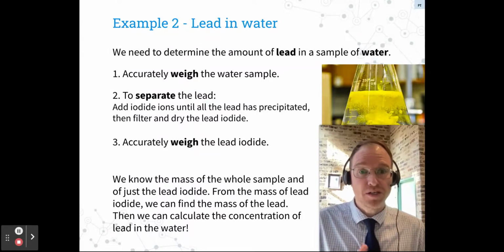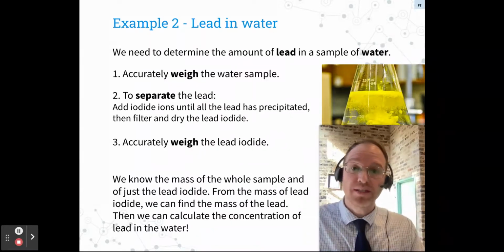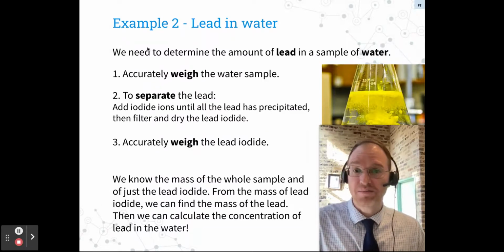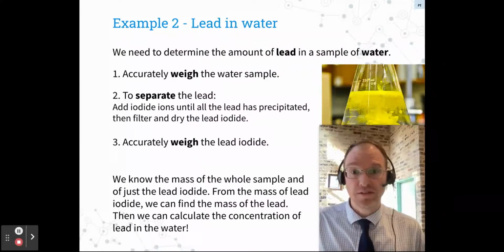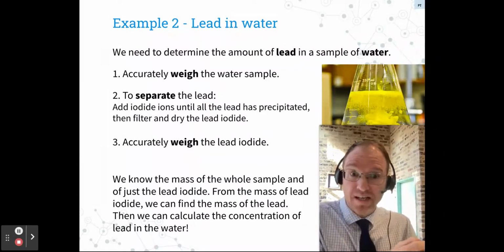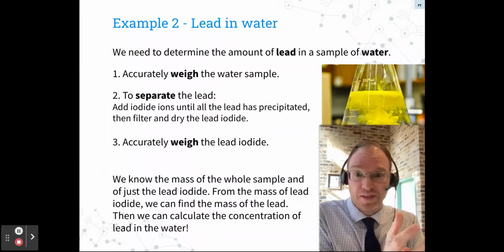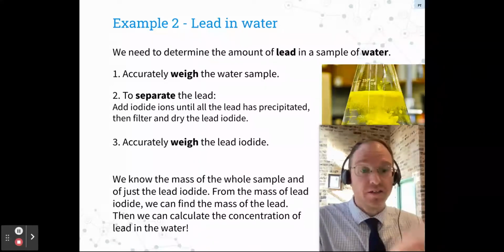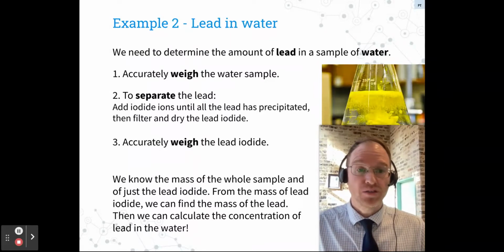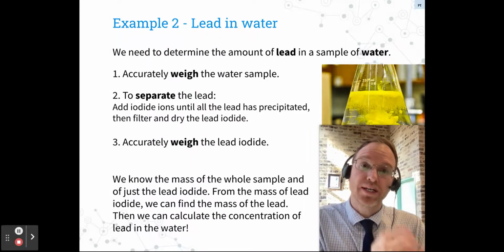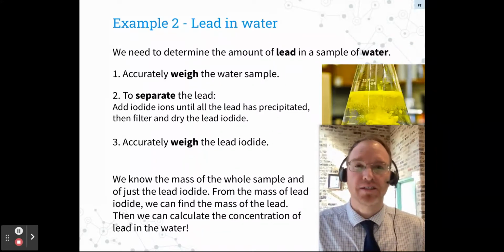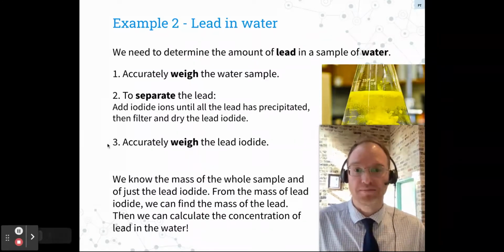So the same basic process: weigh your water sample very accurately. Then we could separate the lead through precipitation. So add something like iodide ions, chloride ions, something that will form a precipitate. Then you could filter it to get that lead iodide, dry it, and then weigh that lead iodide, and you could work out exactly how much lead was in your original sample. Although keep in mind that we would be getting lead iodide, so you would need to work out, hang on, how much lead is actually in the lead iodide. So there'll be a few calculations.